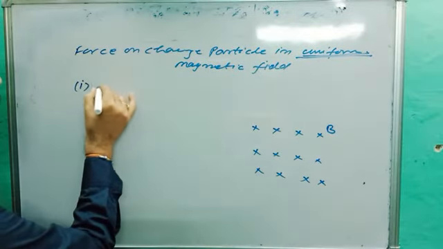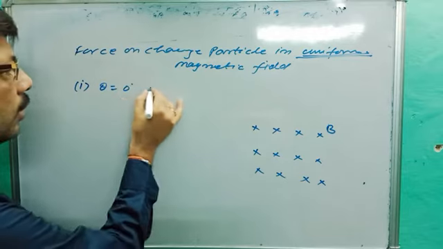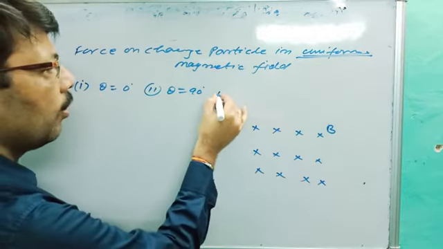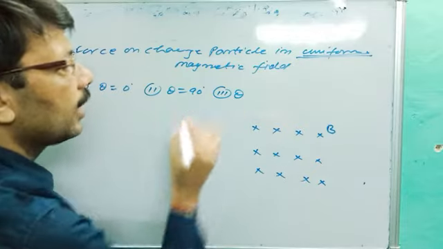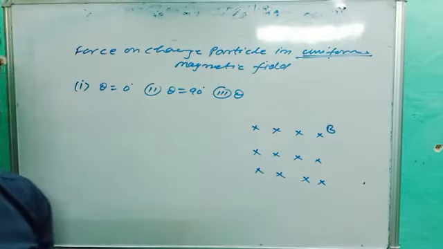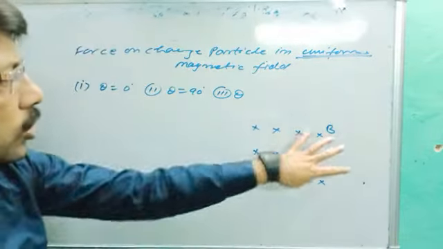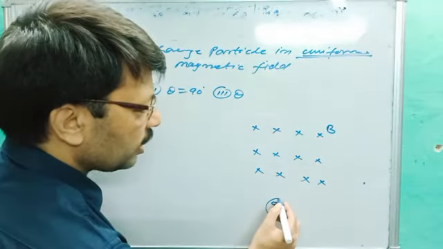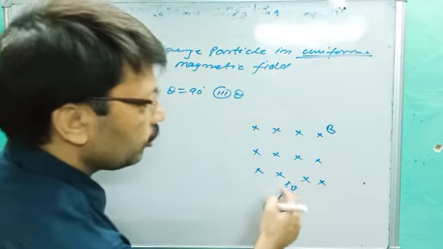Number one, theta is equal to 0 degree. Number two, theta is equal to 90 degree. Number three, it is a theta angle, which means any angle between 0 and 90 we can take. Okay, so this is the uniform magnetic field. Any charged particle Q enters with velocity v in the uniform magnetic field.